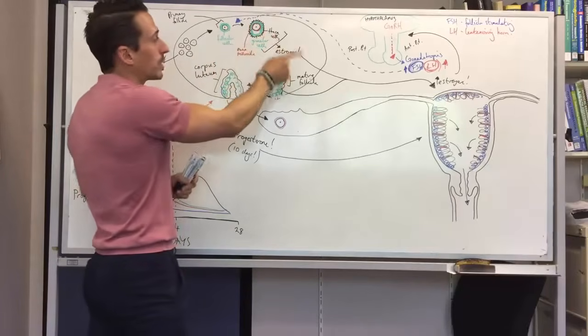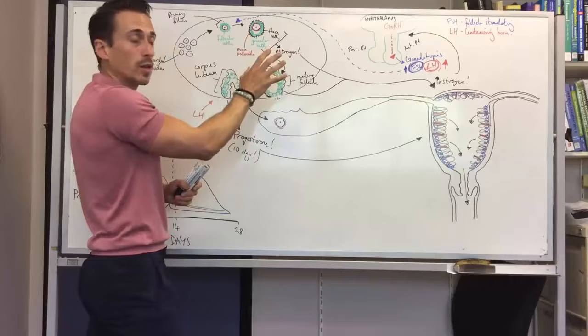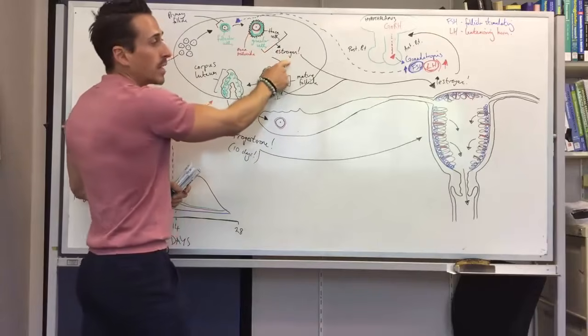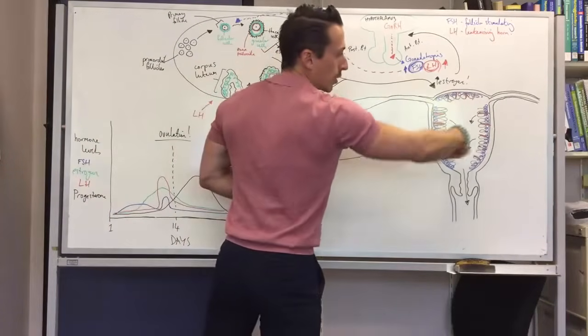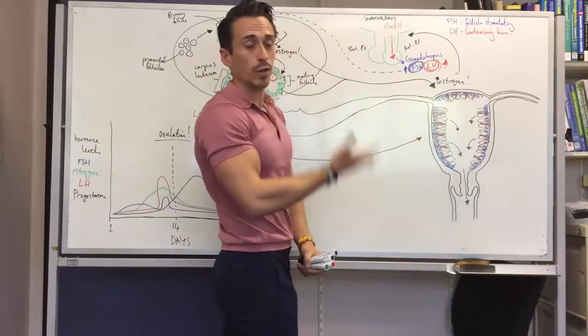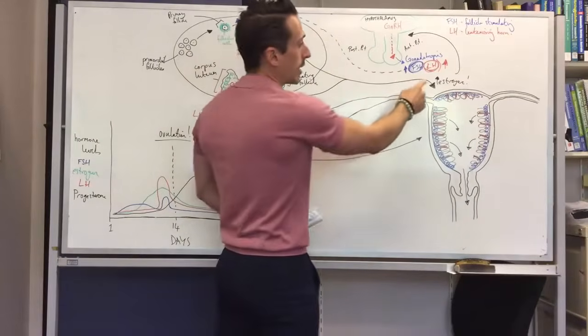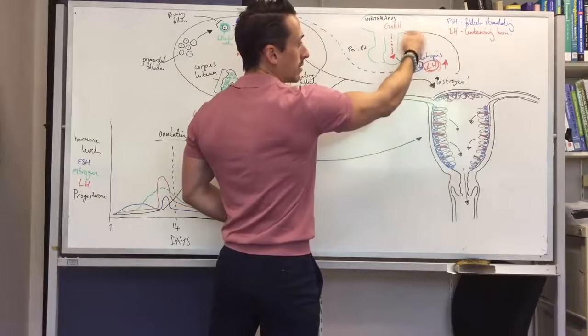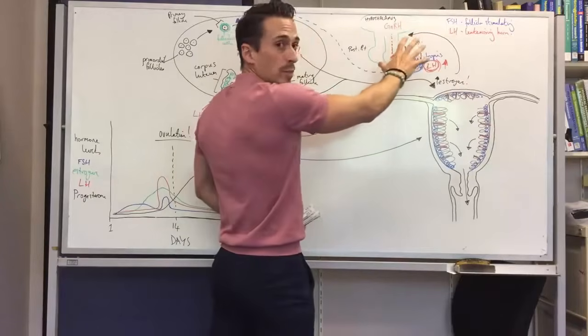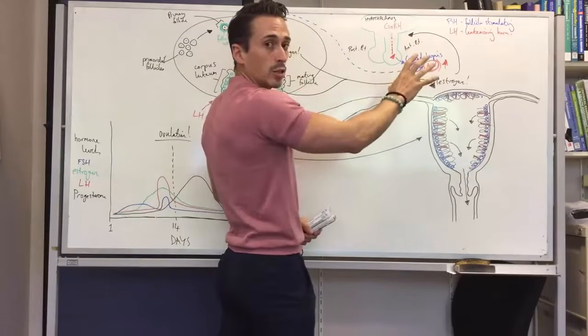These secondary follicles have granulosa cells and theca cells, which release estrogen. This estrogen prepares the endometrial lining for implantation of a fertilized egg. In addition to that, it also sends a negative feedback signal to the hypothalamus saying stop releasing FSH and LH.